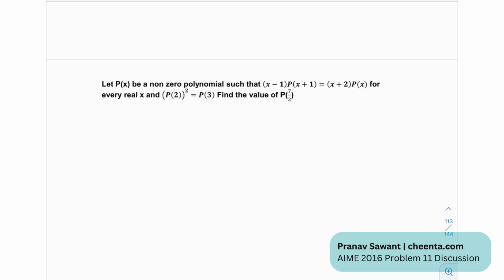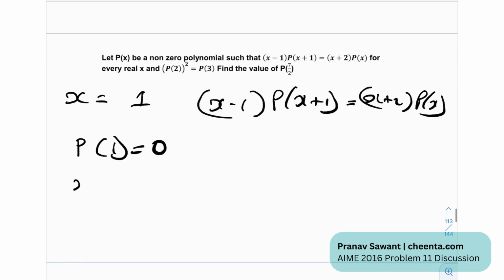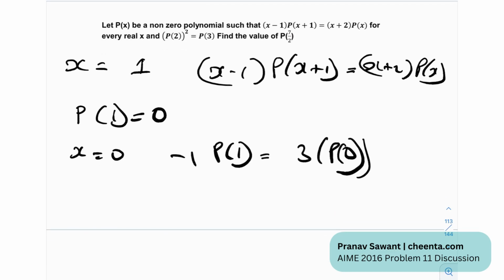So let's just go with the substitution strategy, maybe substitute some simple values like 0, 1, minus 1 and see what we get. I'm going to put x equals 1 in the given polynomial equation, (x minus 1) times p(x plus 1) equals (x plus 2) times p(x). When I do this, I get 0 on the left hand side, so essentially p(1) is 0. That's very important. Now if I plug in x equals 0, I get minus 1 times p(1) equals 3 times p(0). So essentially p(0) is also 0.